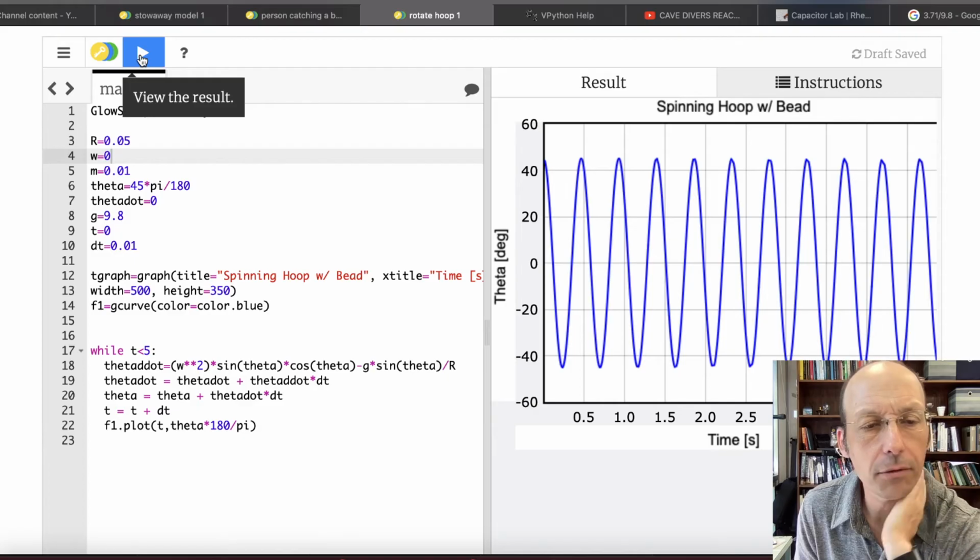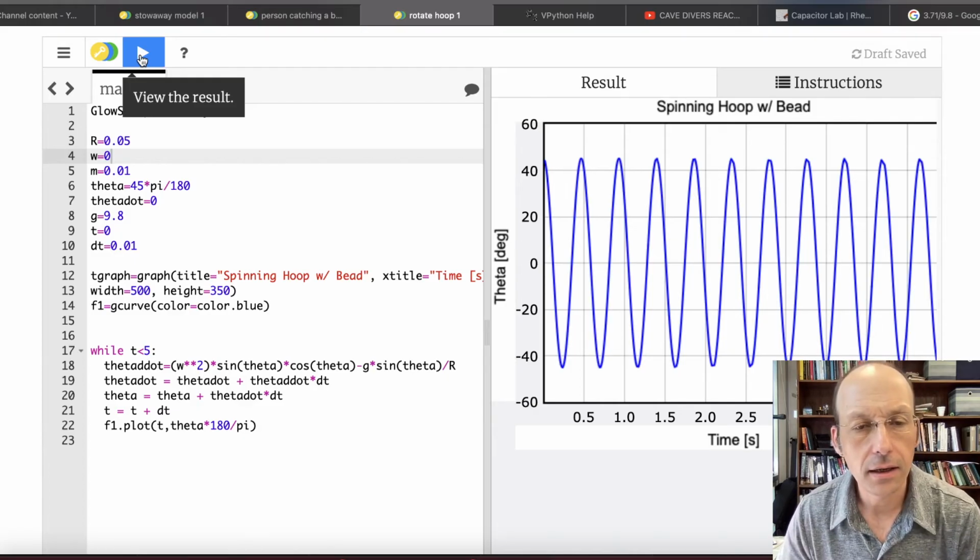Theta double dot. I'm looking at my thing. Theta double dot equals theta minus g sine theta. Theta dot plus theta double dot times dt. Theta equals theta plus theta dot times dt.